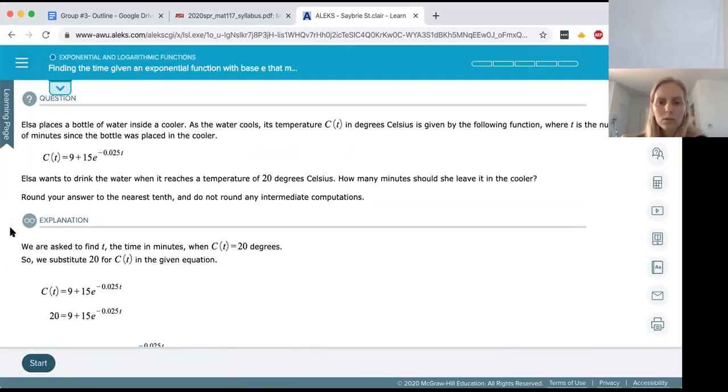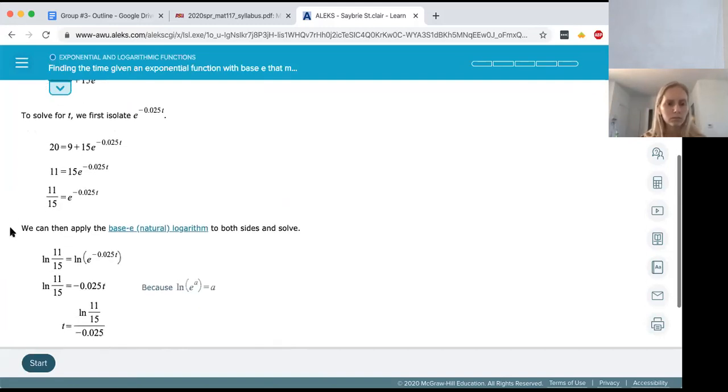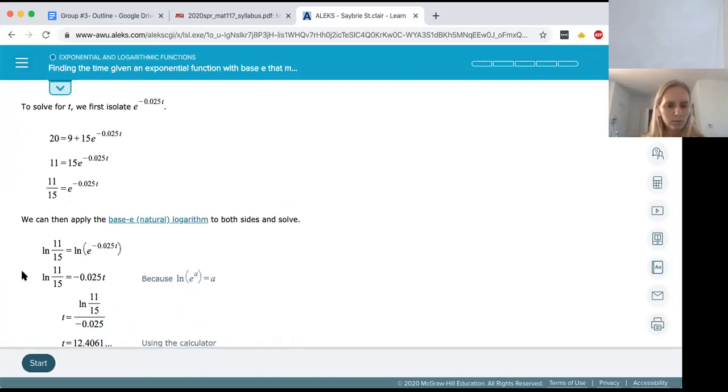Let's take a shot. As the water cools, its temperature decreases. So let's see. So C. We're asked to find T, the time when C of T equals 20. So plug in the 20 for C of T. You got 9, you got 15. That percentage rate, I guess that's just part of the formula there. You don't have to figure that out. Then looks like you take away that 9 on both sides, a little bit of algebra, divide by that 15, and then natural log rule. So when you have that little E exponent, you don't use the regular log, you use the natural log, the LN button.